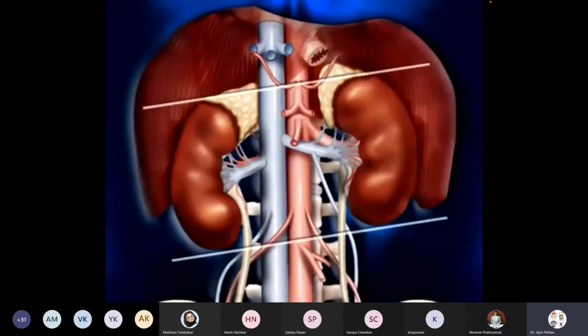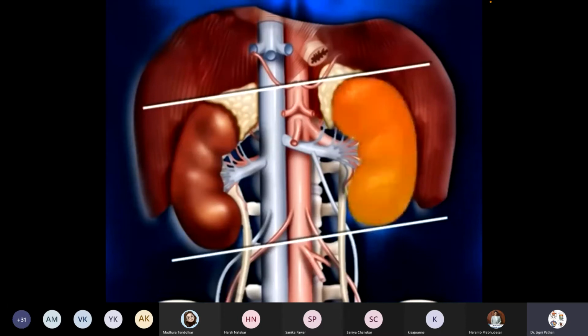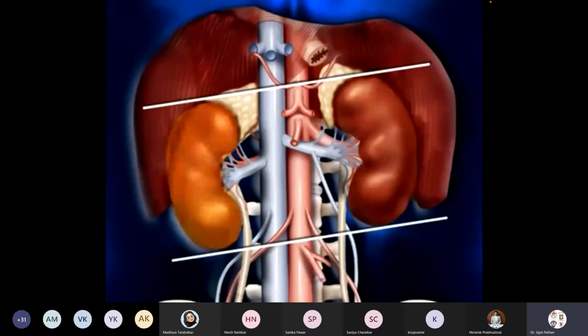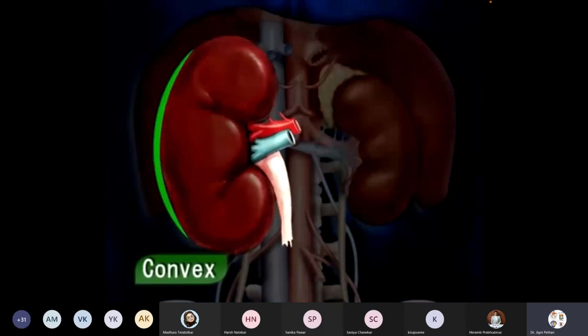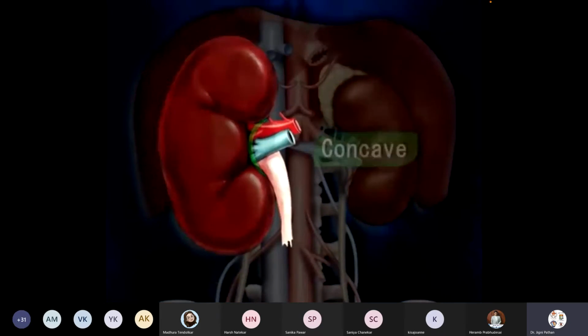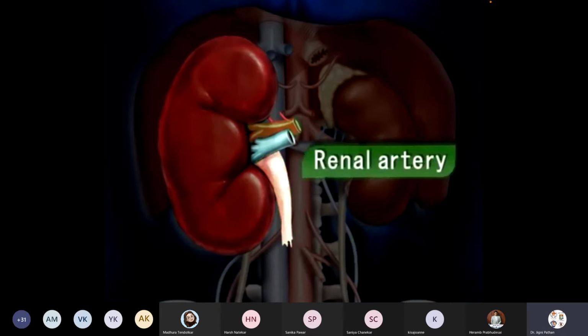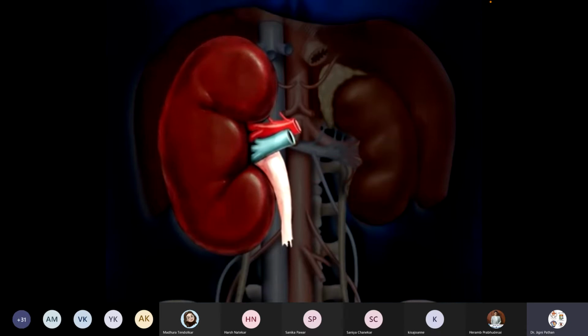Their position is slightly asymmetrical. The left kidney is placed a little higher than the right. The outer surface of a kidney is convex, and the inner surface is concave. The inner surface has a deep notch. Here, you can see the ureter, renal artery, and renal vein entering the kidney through this notch.